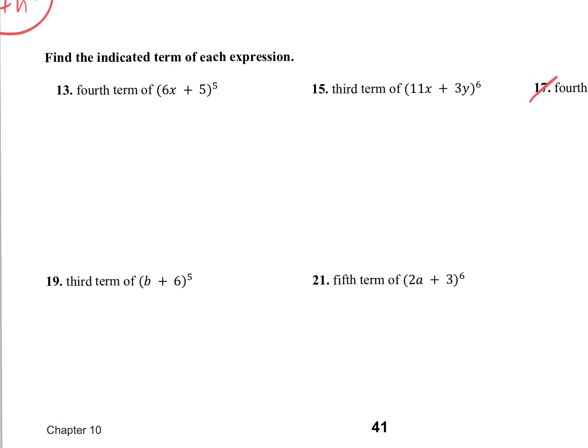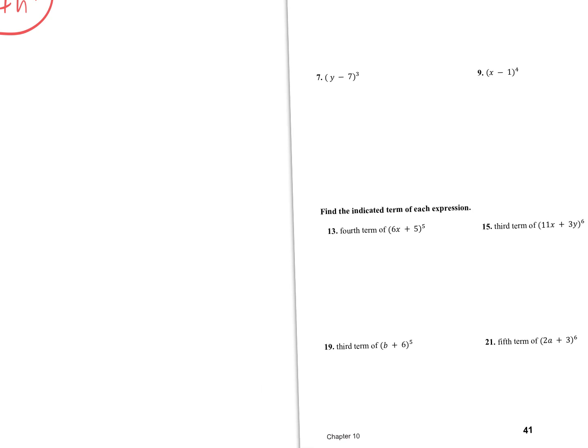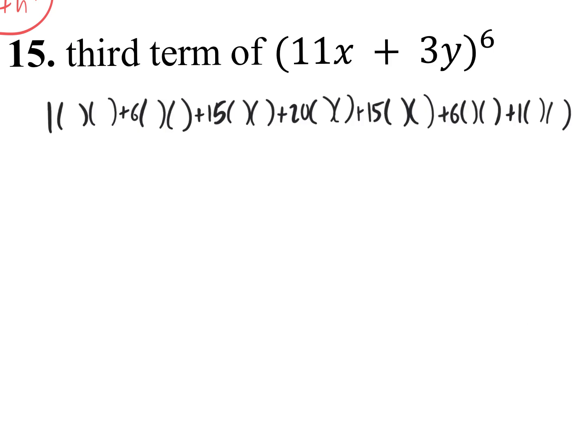We want the 3rd term. 6th power, maybe we have it over here already. Maybe not. Let me see. So this is the appropriate row from Pascal's triangle, 1, 6, 15, 20, 15, 6, 1. And we could plug in our first term of 11x into the first parenthesis and the 3y into the second parenthesis.